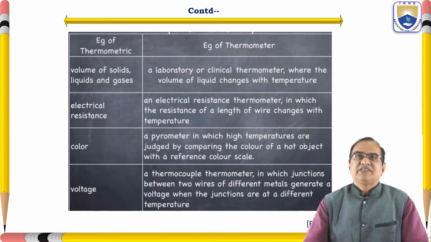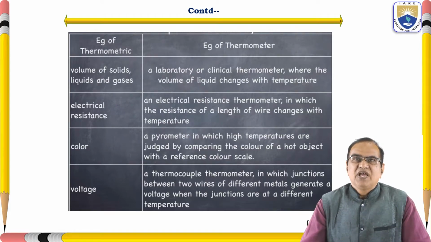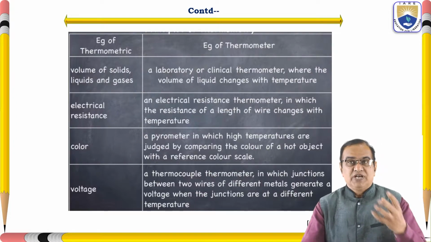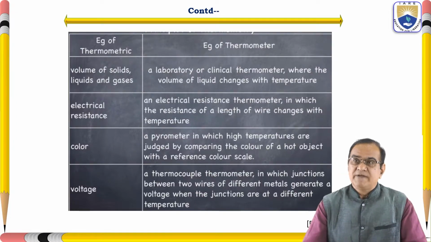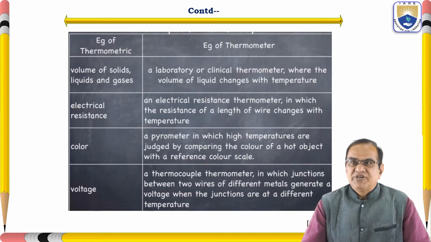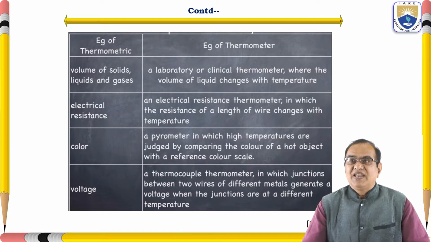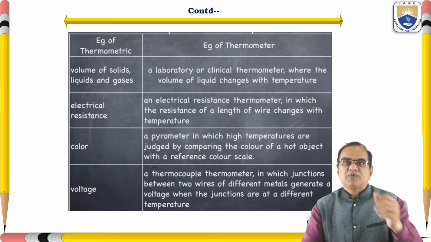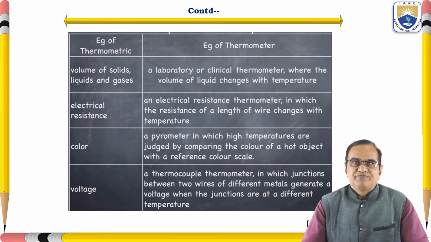Examples of thermometry: volume of a solid, liquid and the gases. An example of a thermometer is a laboratory or clinical thermometer, where the volume of the liquid changes with the temperature. The thermometer which we use for medical purposes, which doctors use, works on the volume of the mercury increasing. Then electrical resistance: an electrical resistance thermometer in which the resistance of a length of wire changes with the temperature. The resistance of the wire is directly proportional to the temperature of the wire.